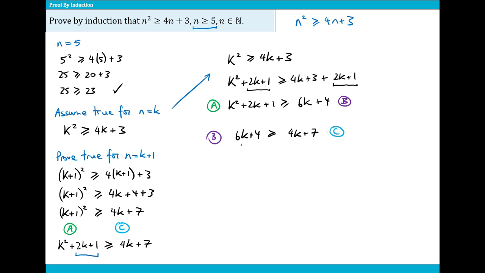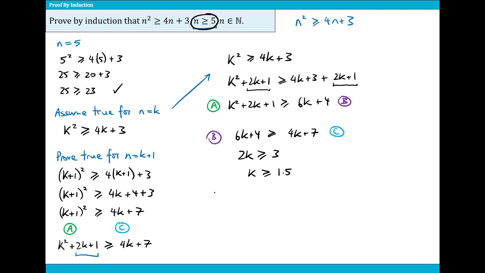So working with this now, I'm going to collect the k terms on the left. So 6k minus 4k is 2k, greater than or equal to 7 minus 4, which is 3. And then we can divide both sides by 2 to get k is greater than or equal to 3 over 2, which is 1.5. Now what that means is that when k is bigger than or equal to 1.5, b will be bigger than c, and if b is bigger than c, then a is bigger than c. Well, k will always be bigger than 1.5 because the condition in the question is that it's bigger than or equal to 5. So this is true.